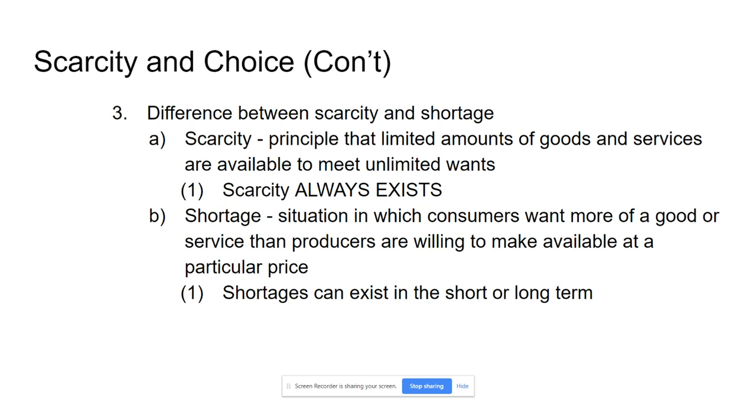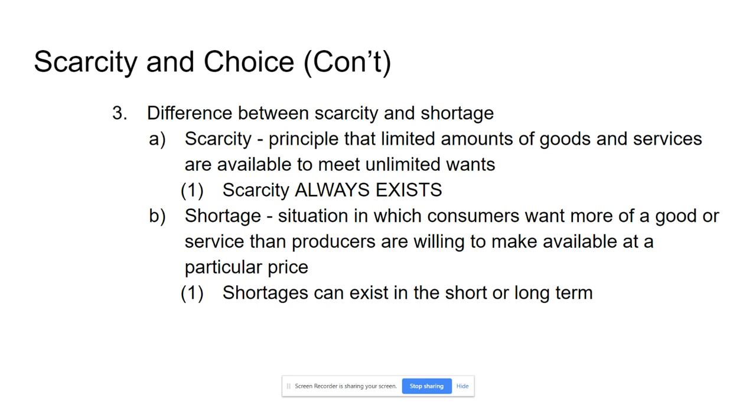The first one is scarcity. That's part A, lowercase a. Scarcity is the principle that limited amounts of goods and services are available to meet unlimited wants. I'm going to say that again. It's the principle that limited amounts of goods and services are available to meet unlimited wants. And number one down there is this: scarcity always exists. You always have scarcity. Okay.